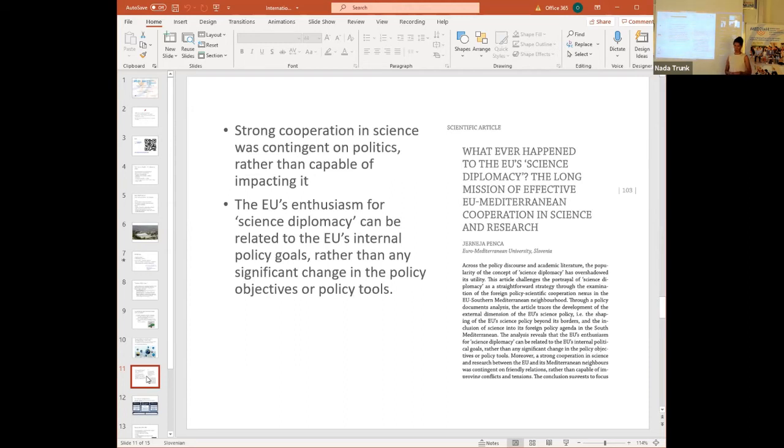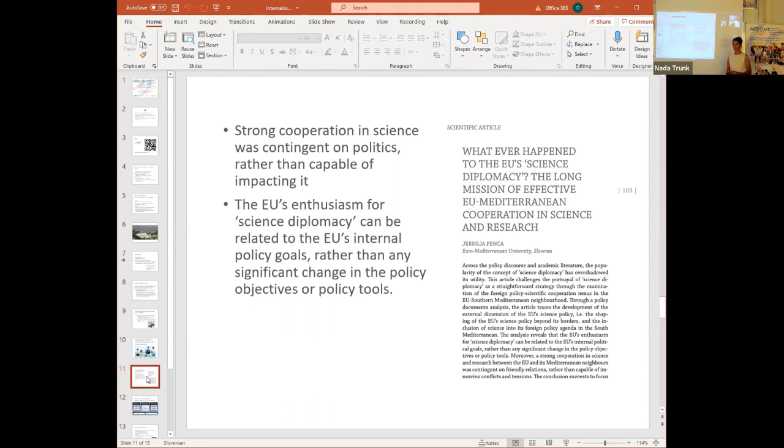So that's just to put science also in its position, to be aware of how far it can go. And the EU's enthusiasm for science diplomacy, which is really melting away now, is not as strong as it used to be in the previous mandate of the commissioner, or the previous commission. So this enthusiasm can be related to the EU's internal policy goals. The EU was trying to project itself as an actor rather than making any significant change in the policy tools.